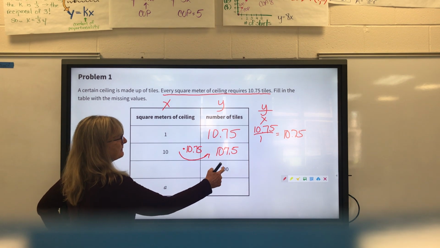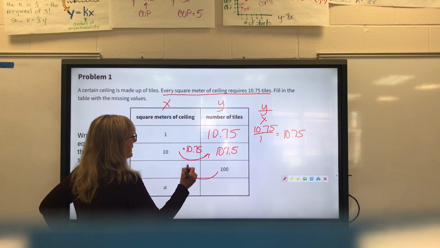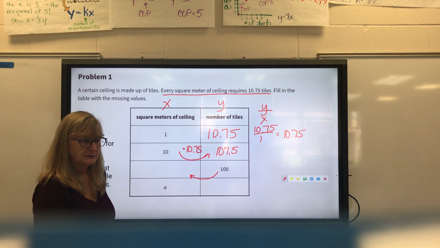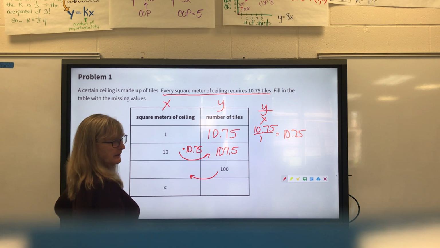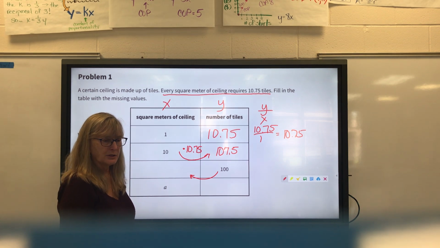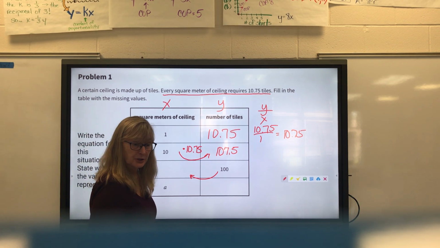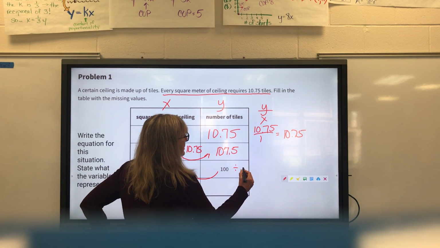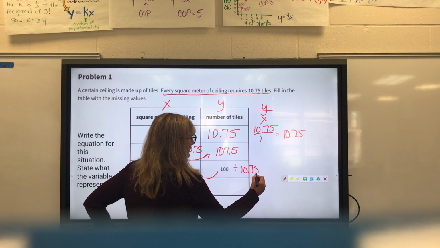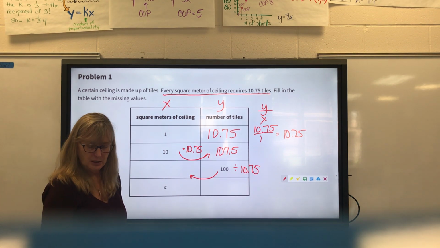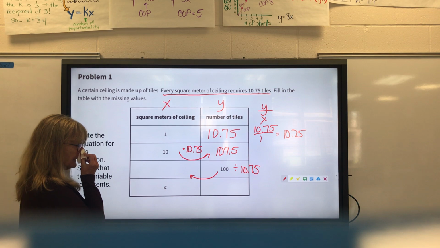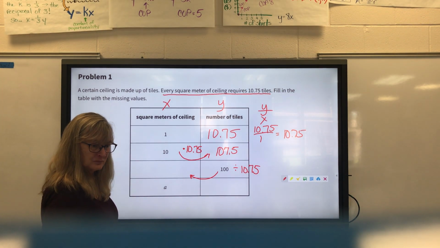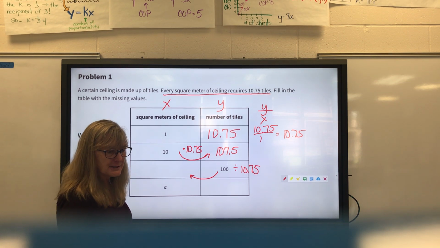All right, this time I'm given the number of tiles and I want to know the area of the ceiling. I'm going this way this time, so what am I going to do? Chloe, divide. Divide by 10.75. So take out your calculators and take 100 divided by 10.75. What do you get? Round it to the nearest tenth.